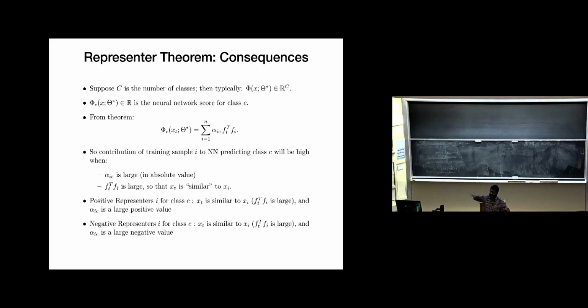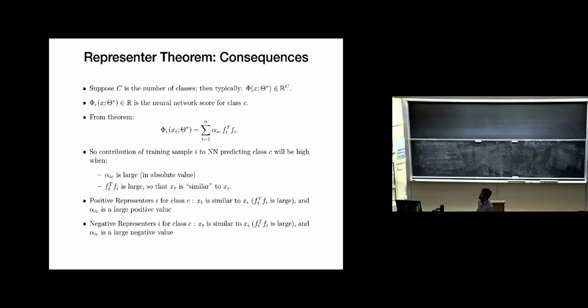So let's say there are 1,000 classes, 1,000 different types of animals. Then I can focus on the neural network score for one particular class, let's say dog, right? And so again, this is what you would get. The pre-activation output of the neural network is this weighted linear combination, right? And the weight of the training data point i, you have this constant alpha_ic, where again c is the class, and then you have the similarity between the training data point i and the test point t, okay?